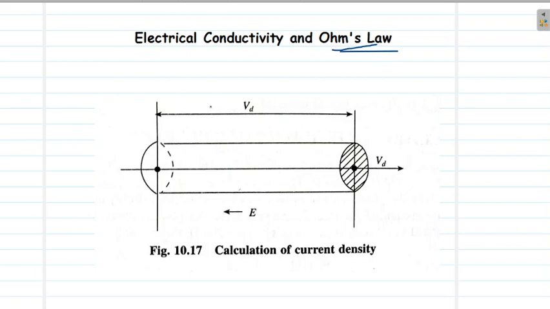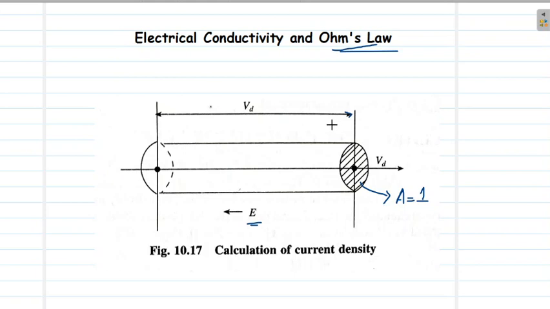First of all, let us consider a cylindrical piece of metal as shown in the figure. The cross-section area of this piece of metal is unity, that is A equal to 1. Now we assume that an electrical field E is applied along the negative x direction. That means electrons will have a drift velocity along the positive x direction.